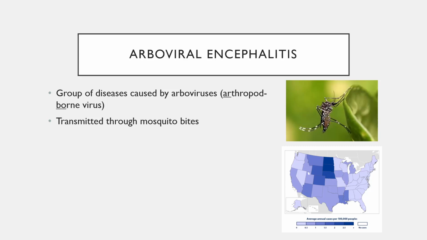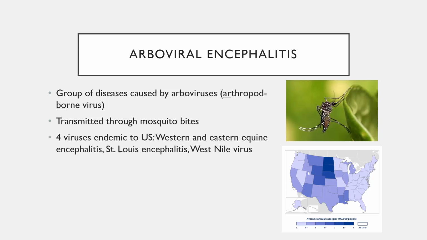And so in the United States, there are 4 arboviruses that are endemic here. And those include Western and Eastern equine encephalitis, St. Louis encephalitis, and West Nile virus. The most common one is West Nile virus. West Nile virus is the leading mosquito-borne illness in the United States. And so I've included an image here that indicates the number of cases per 100,000 people, where darker means higher number of cases.